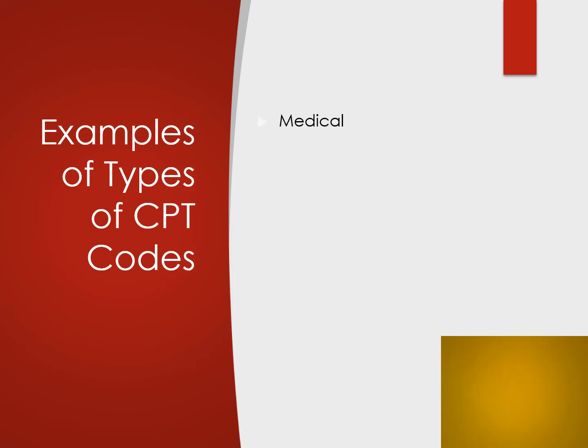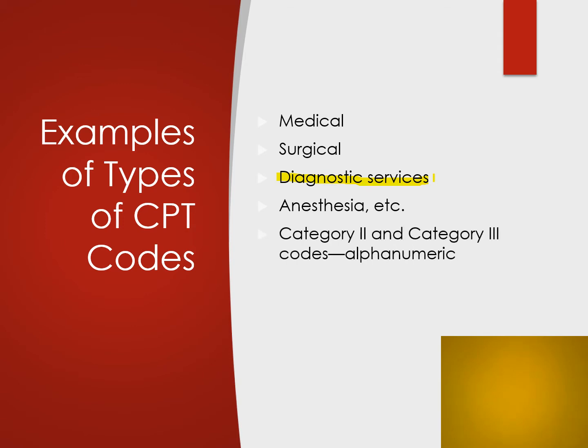Examples of these codes, medical CPT codes are medical, surgical, diagnostic services. A diagnostic service, an example of that would be an X-ray, for example, or an MRI. That's a diagnostic service, an ultrasound. The CPT codes are also used for anesthesia. And the category 2 and 3 codes are alphanumeric.